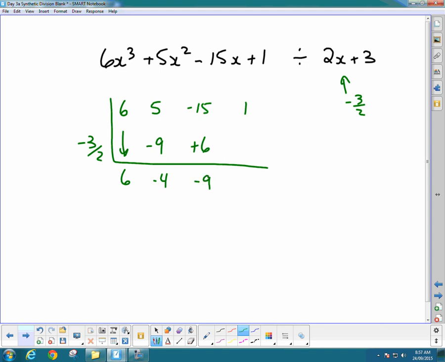But here it's not quite as nice. It's 27 over 2. And when we add those, we need to find a common denominator. So that's 2 over 2 is 29 over 2. And there's your remainder. So we kind of lucked out in some of the numbers, but it doesn't always work out quite as nicely.